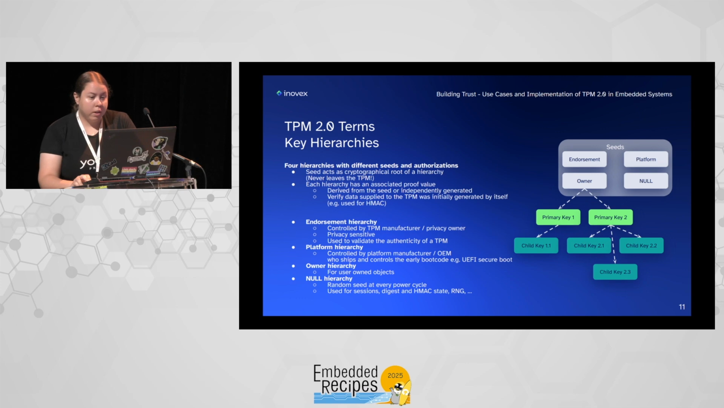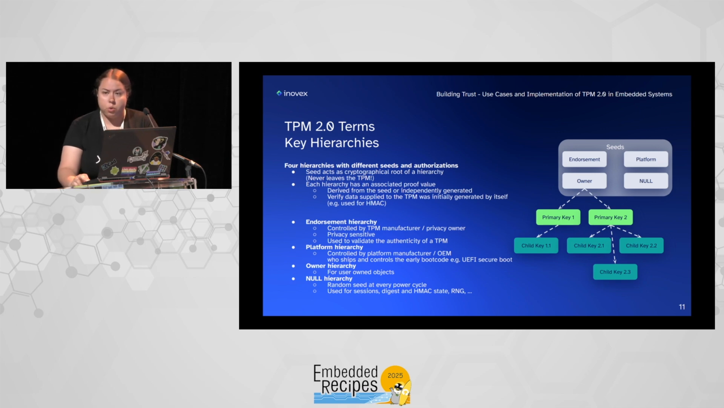And speaking about key hierarchies, I showed one hierarchy, but there are indeed 4 hierarchy levels and hierarchy roots on TPMs. The endorsement hierarchy, which is controlled by the TPM manufacturer, also called privacy owner, which is intended for privacy-sensitive data, for validating the authenticity of the TPM, but it's also a bit of privacy concern, because with that hierarchy and that seed, you can really track down keys to exactly one TPM.